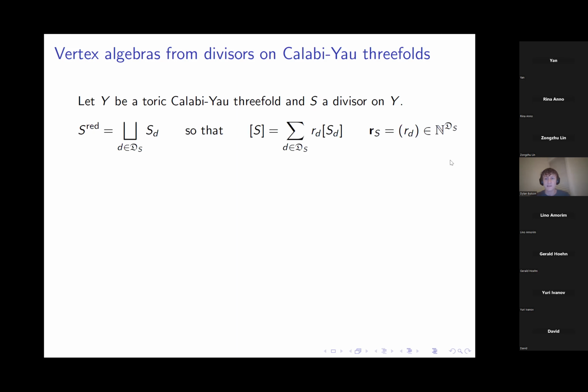Now we can decompose S. First we can think about the underlying reduced subvariety of Y. So we can look at S reduced, this reduced subscheme, and it's going to have some decomposition into irreducible components. I'm going to let this curly D denote the index set for the irreducible components of our divisor. In terms of the original divisor, they're the reduced irreducible components. And then I'm thinking of this as a Cartier divisor, but we can think of the class of the divisor of S. It's going to be some sum of the classes of these irreducible components with multiplicities determined by some positive integers.